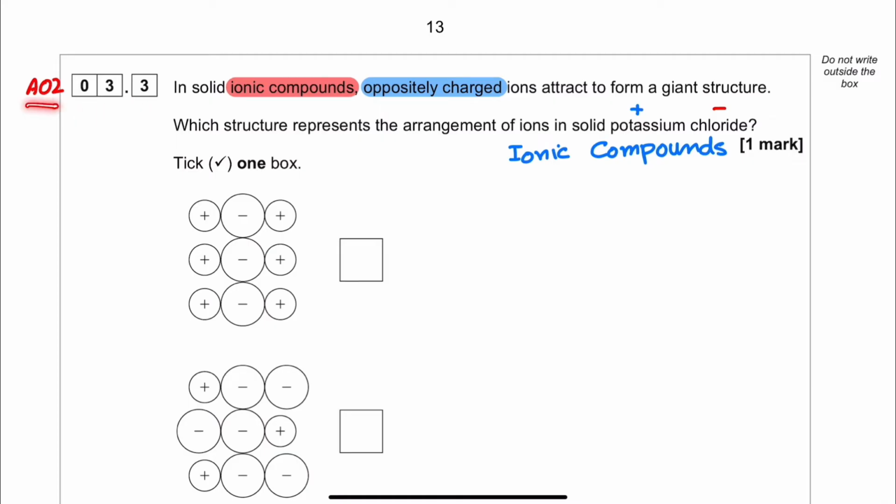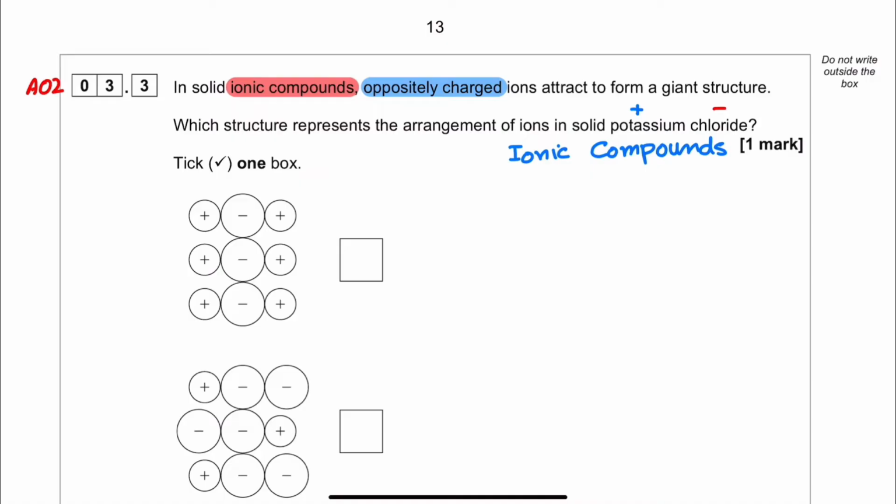3.3 is an AO2 question. In a solid ionic compound, oppositely charged ions attract to form a giant structure. So we have an ionic compound and we know that in an ionic compound we have oppositely charged particles, positively charged and negatively charged particles. Which structure represents the arrangement of ions in solid potassium chloride?